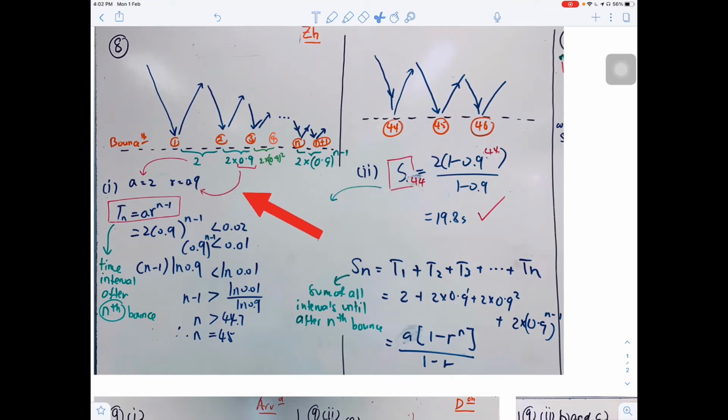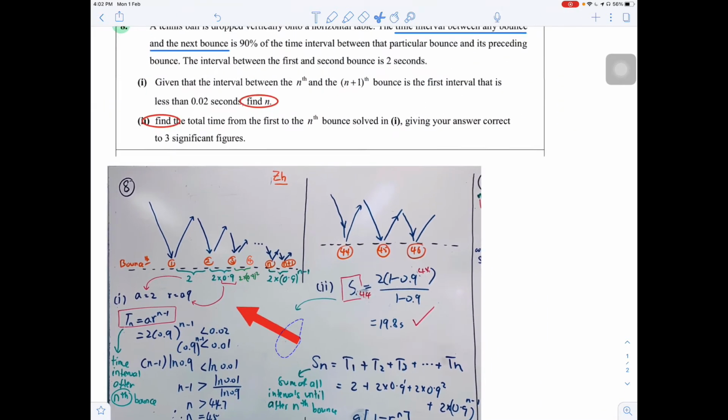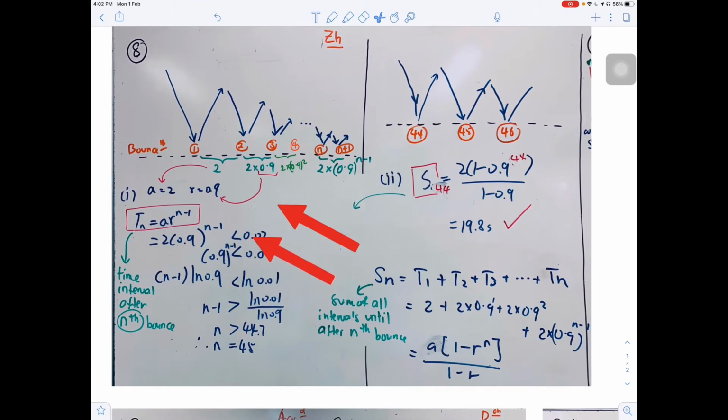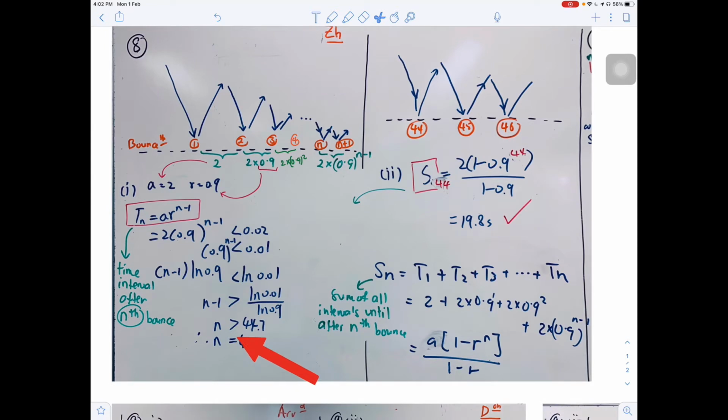According to the question, the time interval between the nth and the n plus 1 bounce must be less than 0.02 seconds. So we put it as less than 0.02 seconds. Then we solve, and the value of n is 45. So this is the answer for this part.